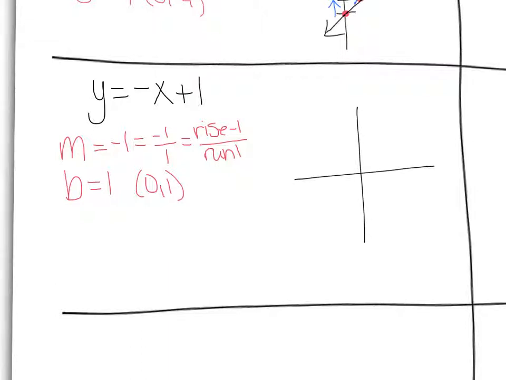Okay, so to plot this line, the first thing we're going to do is go up to my y-intercept, and we're going to plot it at 0, 1. To plot my second point, use your slope, and from your y-intercept, this time we are going to rise -1, run 1. Plot your second point. We can connect them, and we have a line.